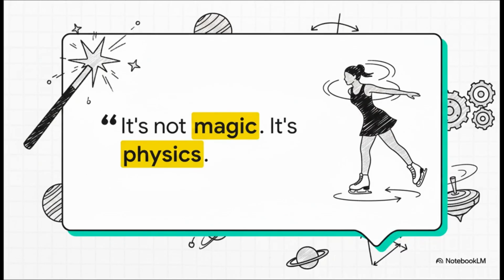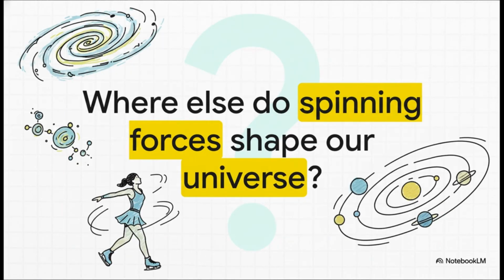It honestly feels like magic when you see it happen, but it's just this beautiful, elegant demonstration of a core principle of our universe playing out right there on the ice. She's just masterfully manipulating her own moment of inertia to control her velocity. It's not magic at all. It's just physics. And that kind of leaves us with one last big thought.